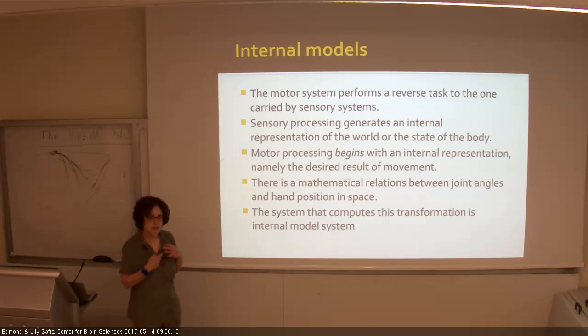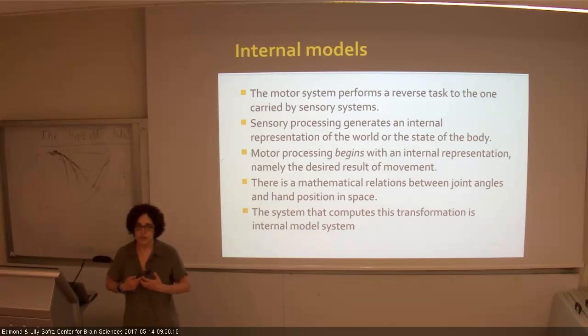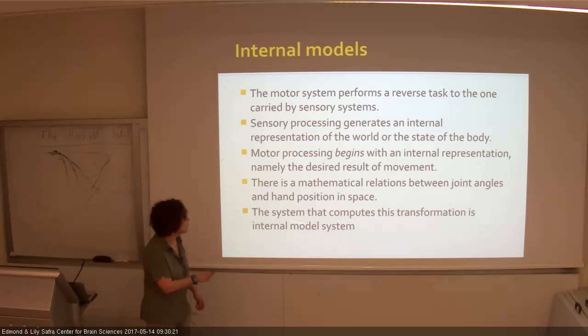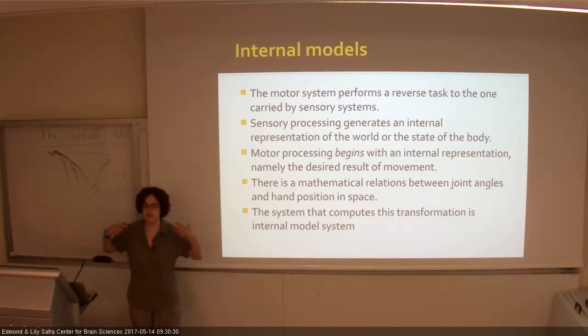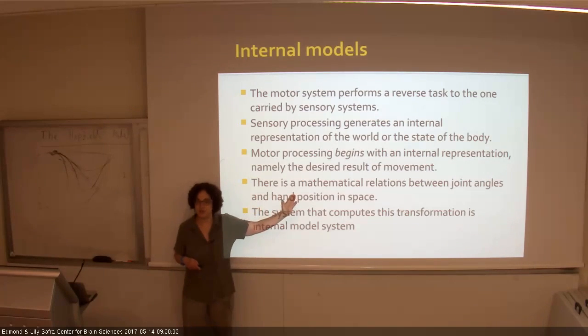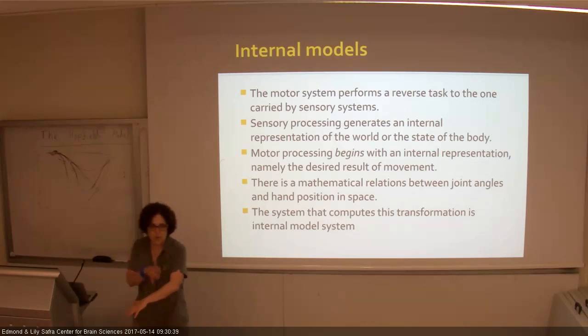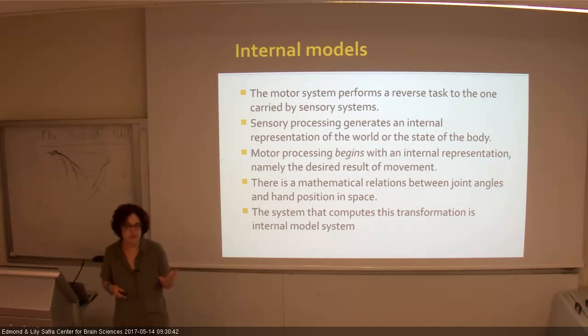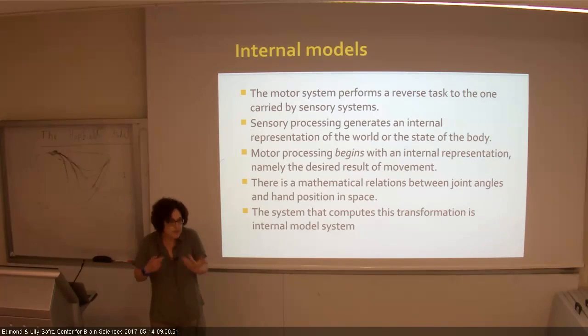Because we have an internal model of our body that allows us to compute these relations between joints and hand position. If I don't have any knowledge, any model of my body, this basically cannot be done, right? Because if I have no information about the length or the relationship between joint angles and hand position, there is no way for me to compute what will be the outcome of the motor command. We have to have some internal model of the system.